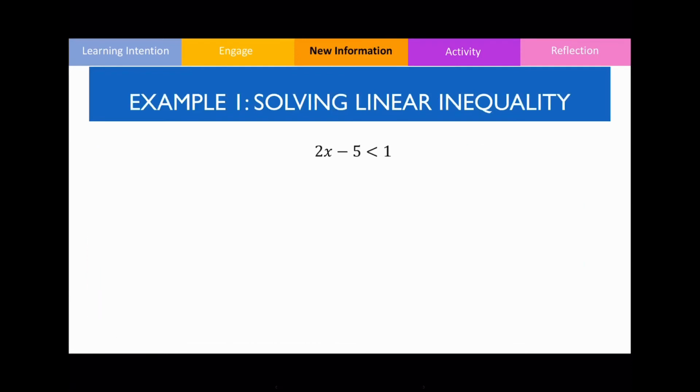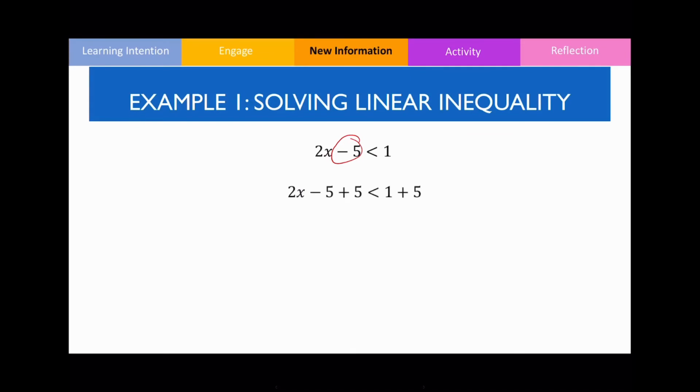And I'm going to show you a few examples to show you what I mean by this. So let's look at the first example over here. It reads 2x minus 5 is less than 1. Okay, so we're going to be using the FUCK method. So what I want to do first is move this -5 over here by using inverse operations. So I'm going to add 5 to both sides of the equation, okay?